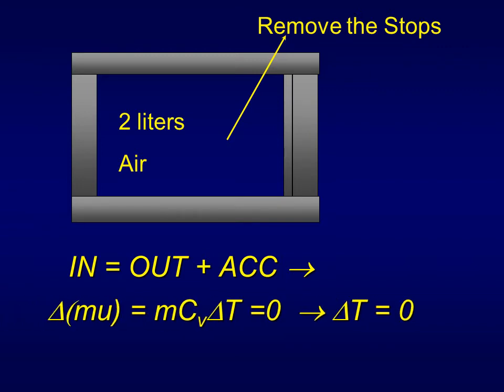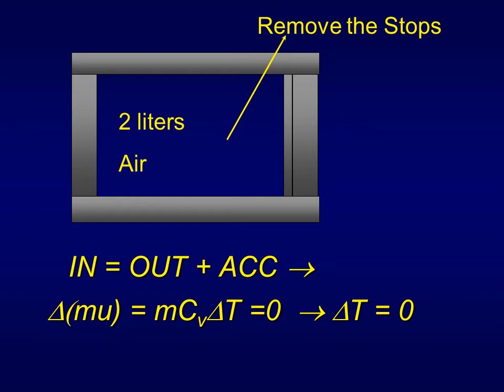Now if we do our balance on the system, in equals out plus accumulated, you're going to do that balance over and over and over until you're expert at it. Delta mu, change in energy of the system. Remember, u is the specific internal energy, so the mass times the specific internal energy gives us the total internal energy. Delta mu equals, remember, delta u for an ideal gas is Cv delta T.